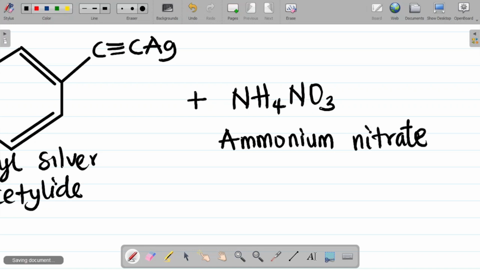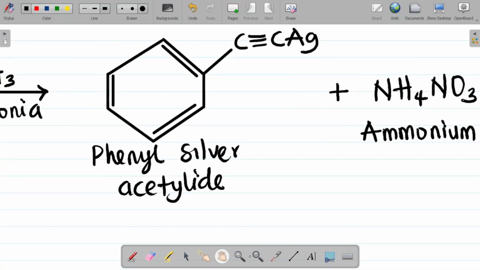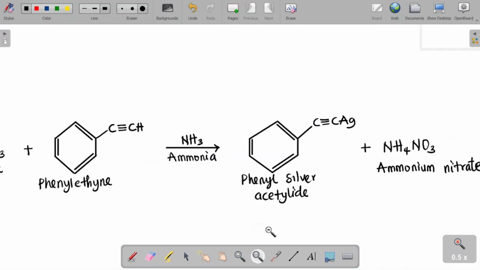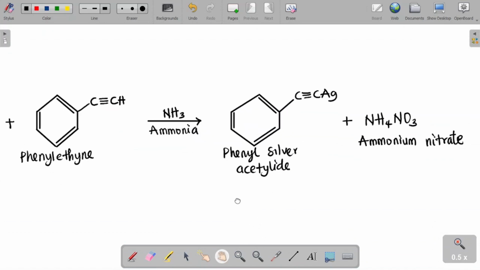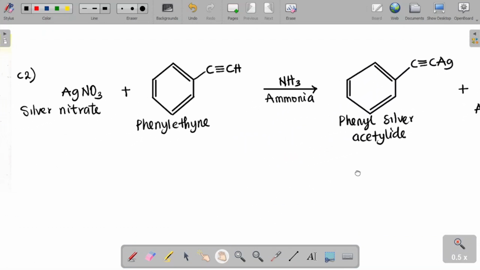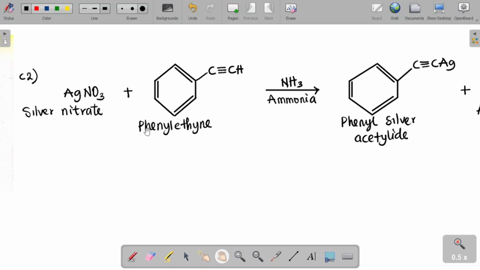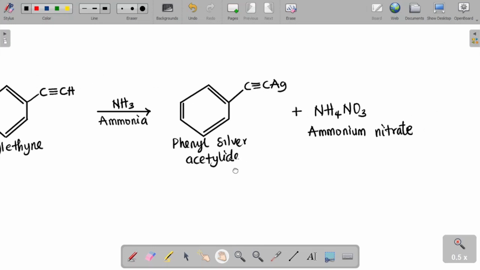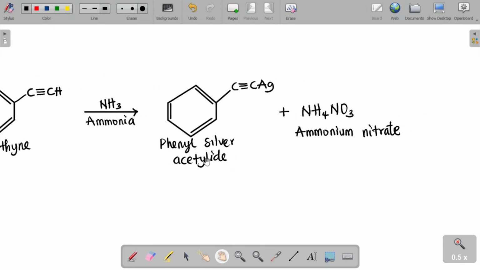Alright, so this is my complete equation of the reaction. So silver nitrate combining with phenylethyne, using ammonia as a catalyst, also an oxidizing agent, gives you phenyl silver acetylide and ammonium nitrate as your products.